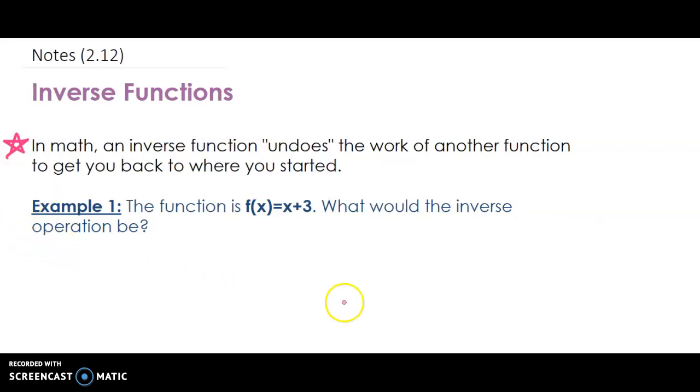And so looking at this first example, we have some function f of x, and f of x is equal to x plus 3. What would the inverse operation be of adding 3? Whenever we learn algebra, we actually talk about inverse operations. That is what we call them when we were trying to isolate x or solve for y or whatever it may be. If I wanted to undo adding 3, I would subtract 3.